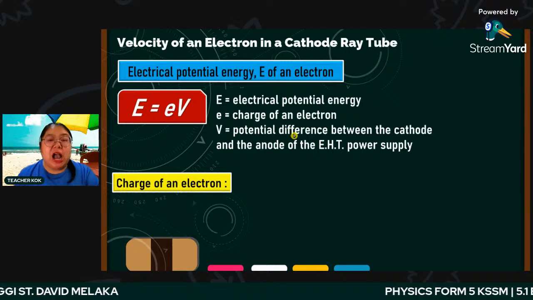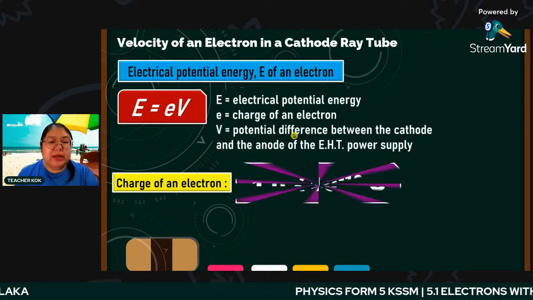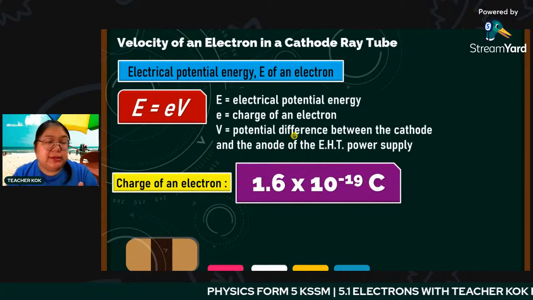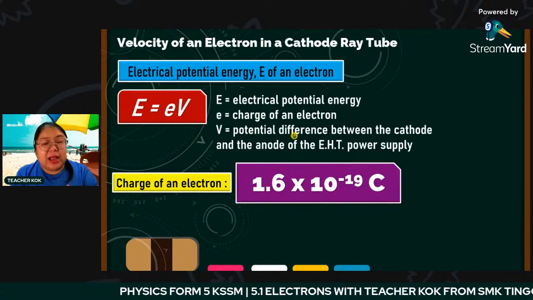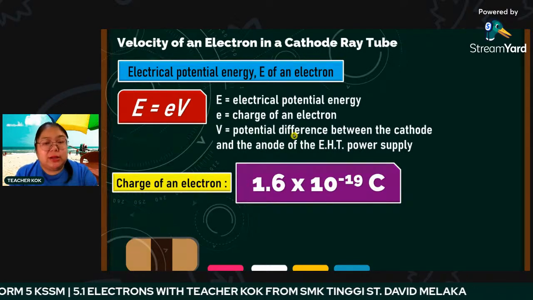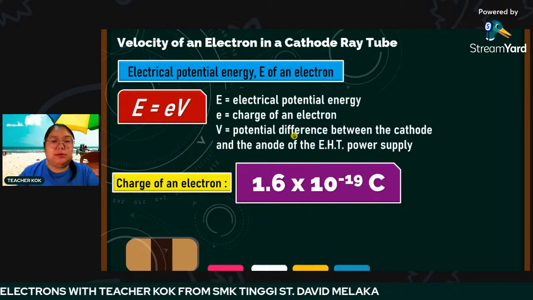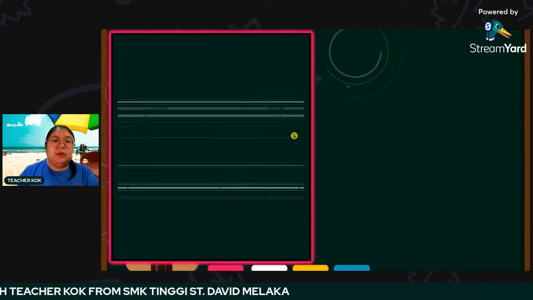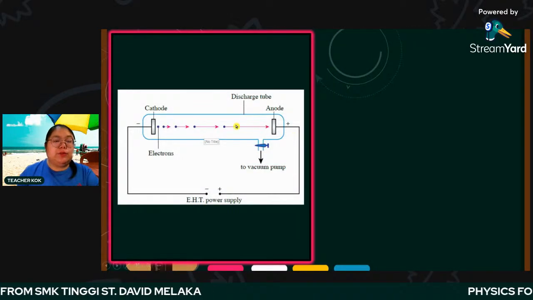Okay, now we see the charge of the electron is how many? It's 1.6 times 10 to the power of negative 19 coulomb. So normally this value will be provided in the question, okay, we don't need to memorize. Okay, now we're going to see the movement.